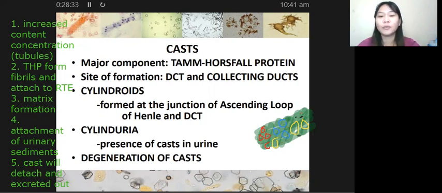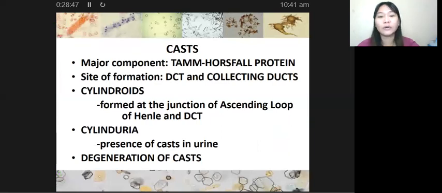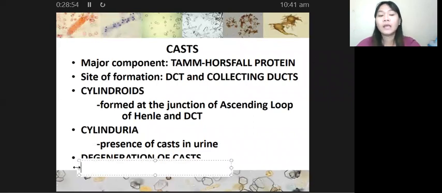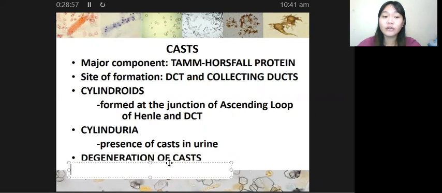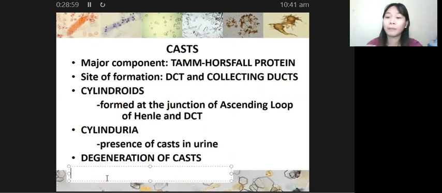Ayan. Alright, so punta na tayo sa degeneration of your casts. Okay? Ano yung unang cast na na-form? Siyempre, ang unang cast na na-form ay yung pinaka-simple. Okay? So, dito ko na lang ilagay class ha. Alright, dark dapat para... Ayan. So, when it comes to the degeneration of your casts, particularly, ang pinag-uusapan natin dito na degeneration ay yung nangyayari sa tubules natin. Okay? Yes.